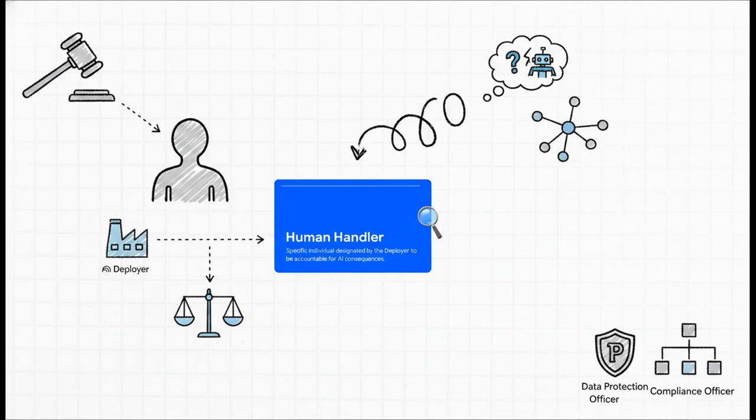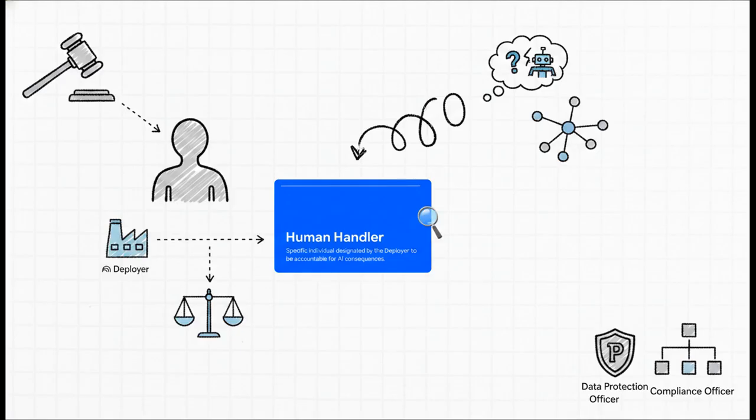Now let's talk about that human handler, because this ties right back into that rule of one. The deployer is legally mandated to designate this handler. By default, the standard suggests this should be the data protection officer or the compliance officer. Basically, this individual is the human face of accountability. They ensure that if the AI hallucinates, makes a biased decision, or causes harm, there is a very clear chain of command and responsibility.